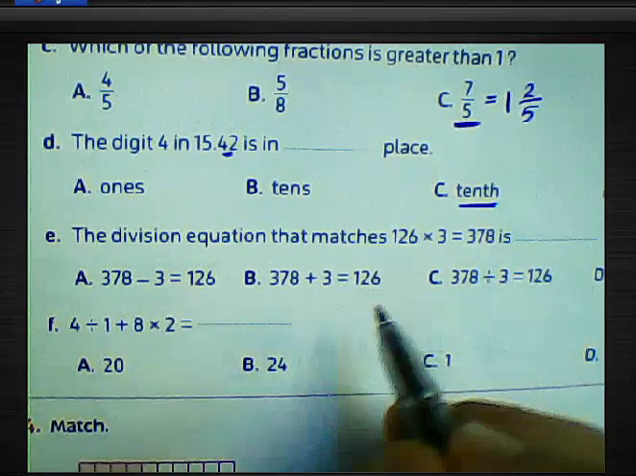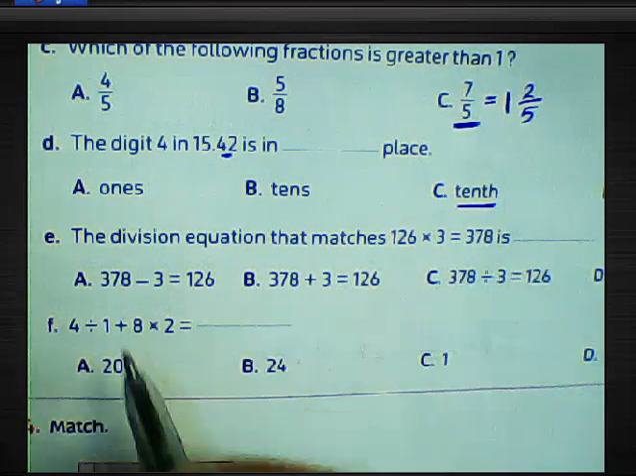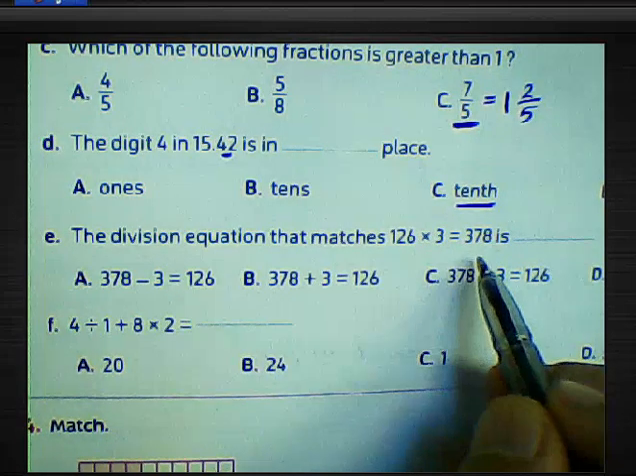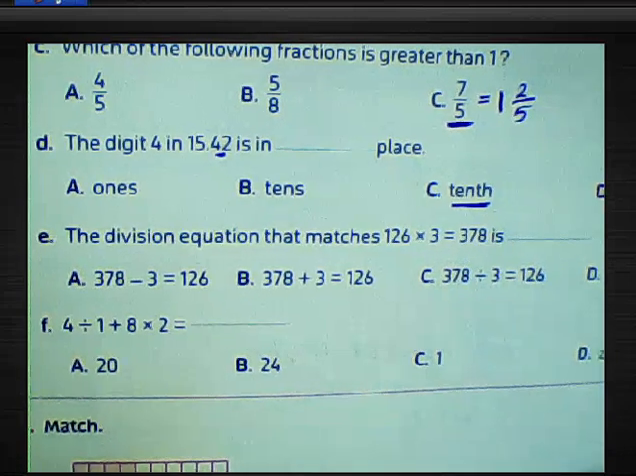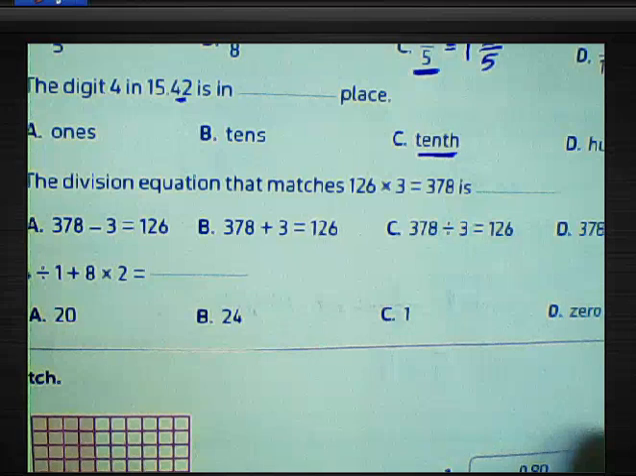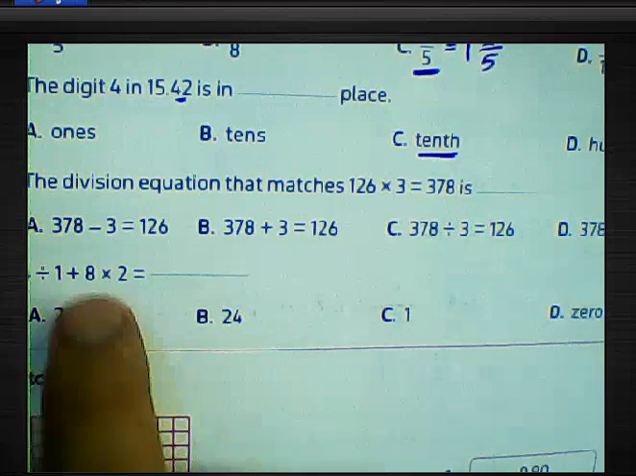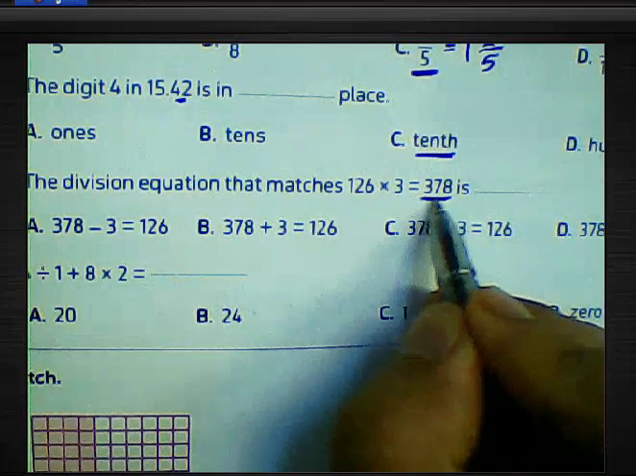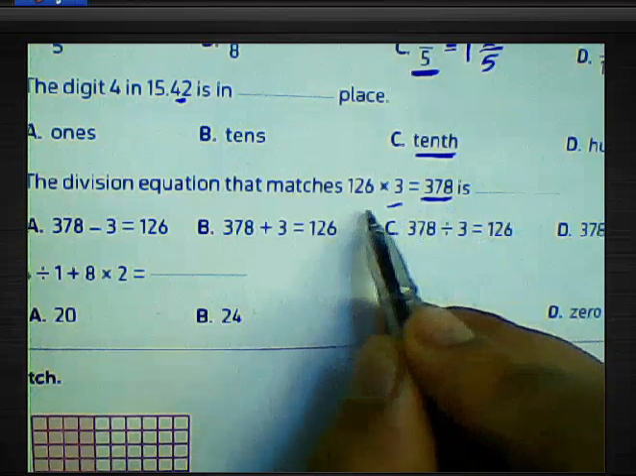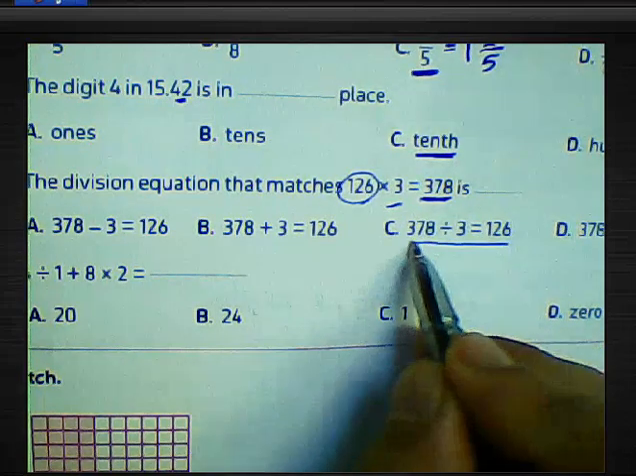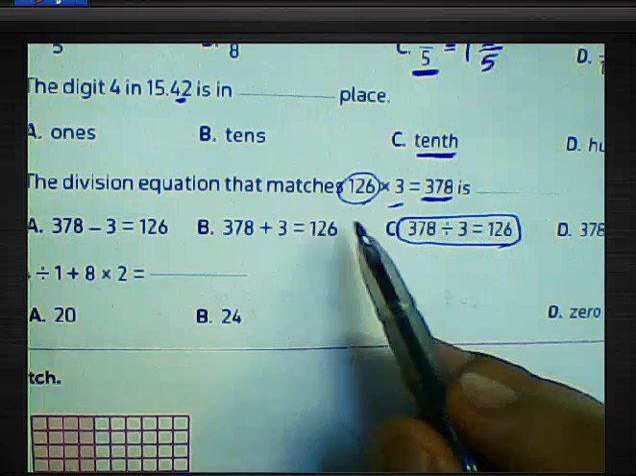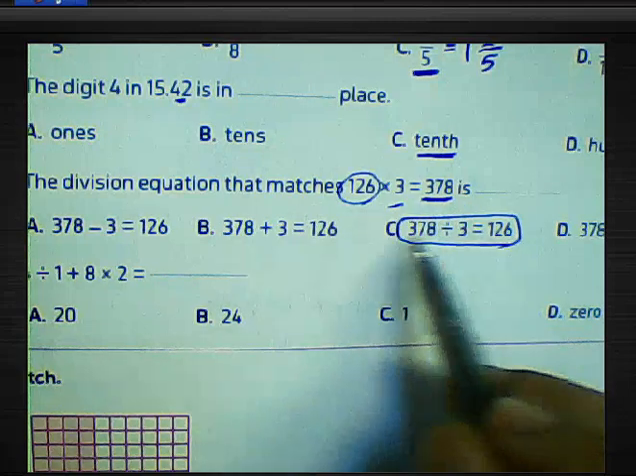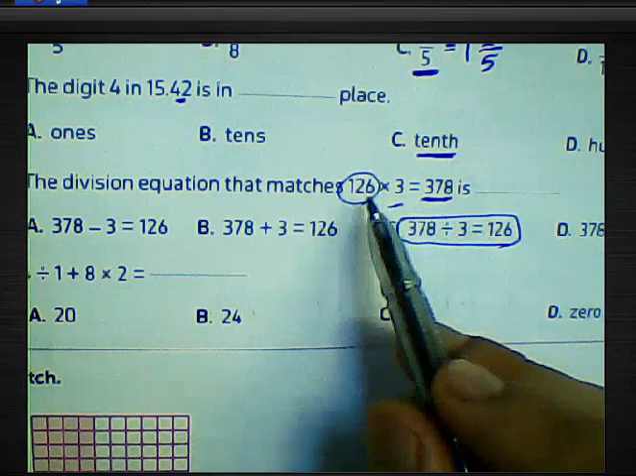The division equation that matches 126 multiplied by 3 equals 378. What is the equation that matches it? With letter E, we can solve letters A, B, C and D. We can divide 378 by 3 and the result will be 126. Again, 126 multiplied by 3 equals 378, so the match is 378 divided by 3 equals 126.